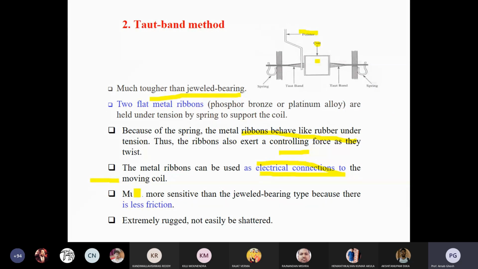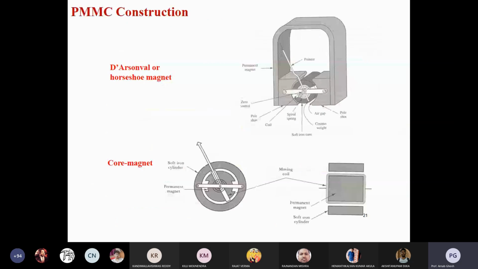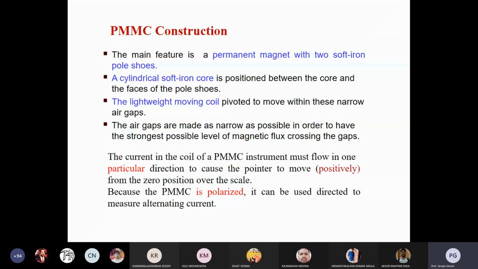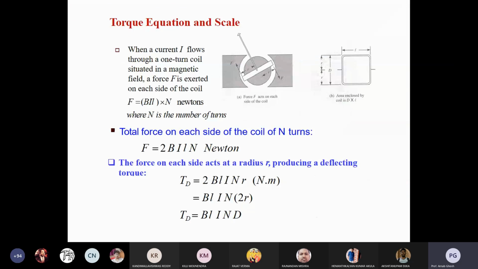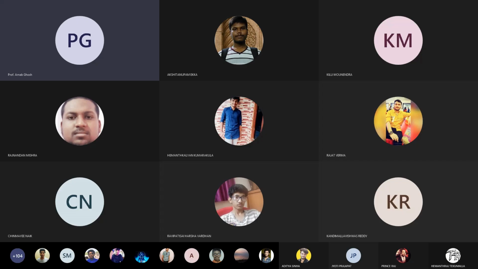So PMMC construction is there. I will start it in my next class. What are the PMMC constructions? That I have already discussed, with some very basic equations and numerical problems. Based on the PMMC, we will discuss that in my next class. So if you have any doubt, you can ask me.